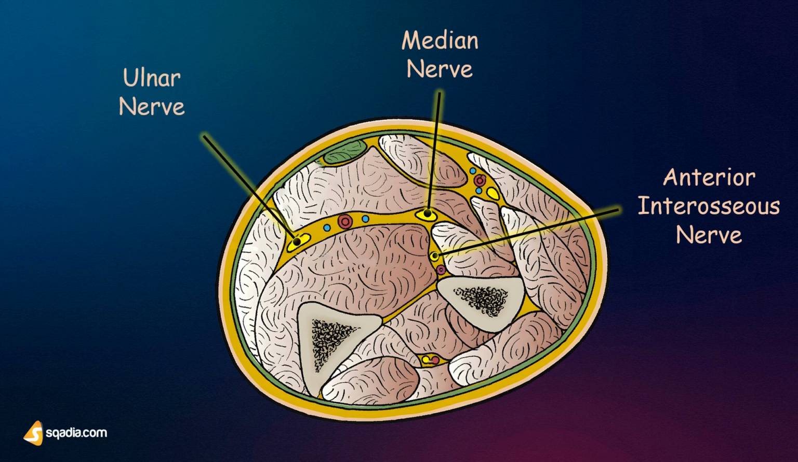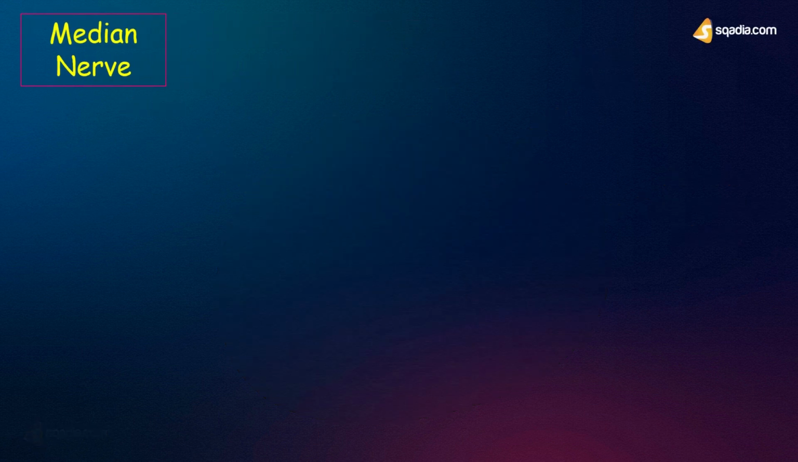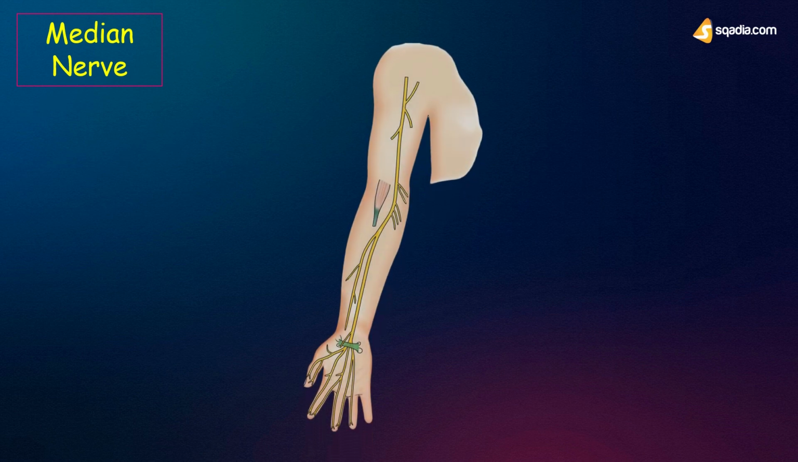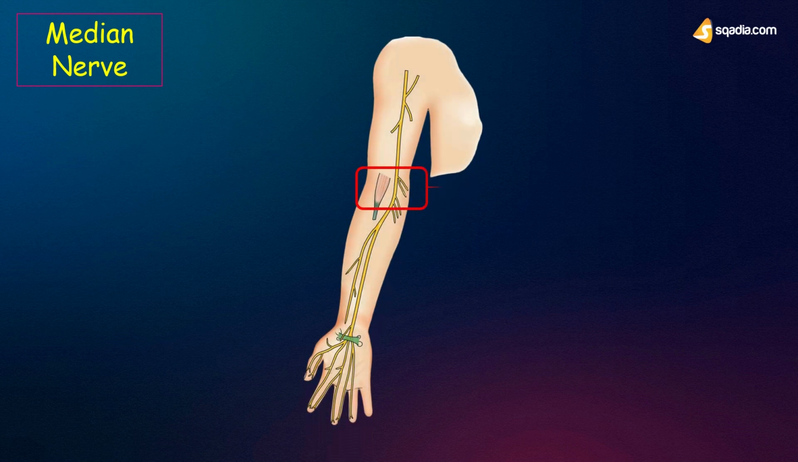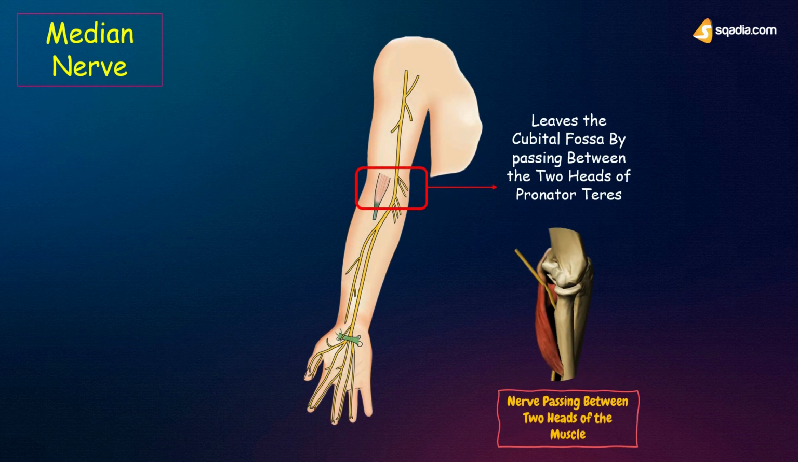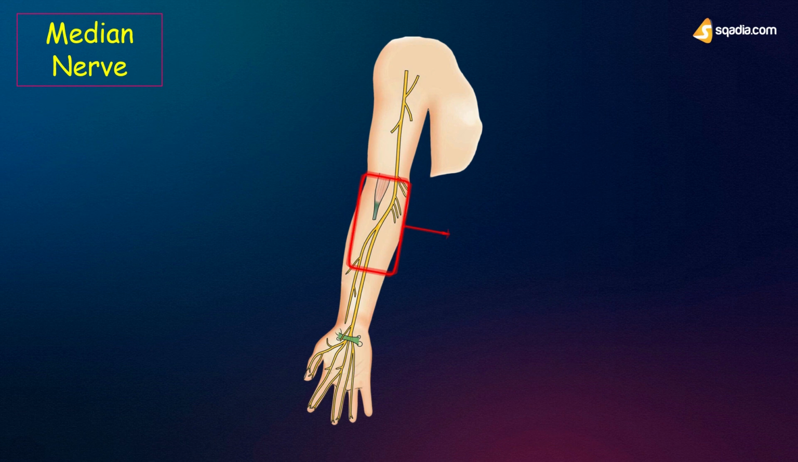The 2 arteries in the anterior compartment of the forearm are ulnar artery and its branches, radial artery and its branches. Starting with the details of the median nerve. First, we have the median nerve, which leaves the cubital fossa by passing between the 2 heads of the pronator teres muscle. The course of this nerve is that it continues downward behind the flexor digitorum superficialis and rests posteriorly on the flexor digitorum profundus.